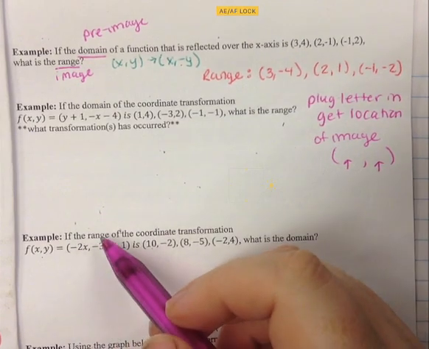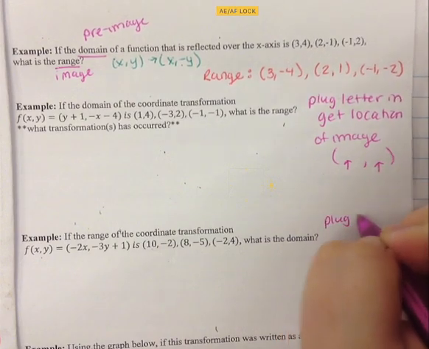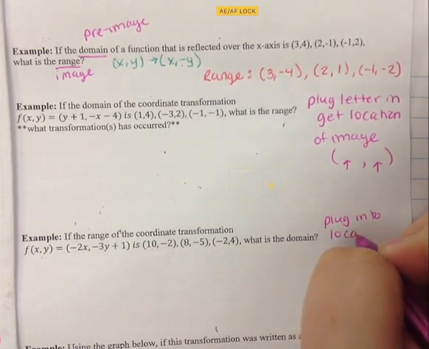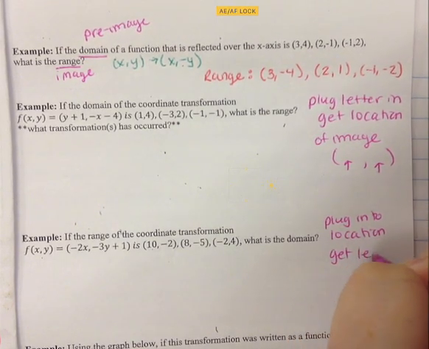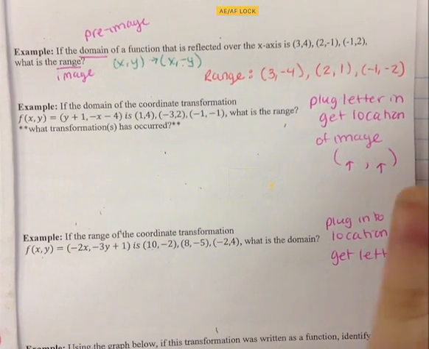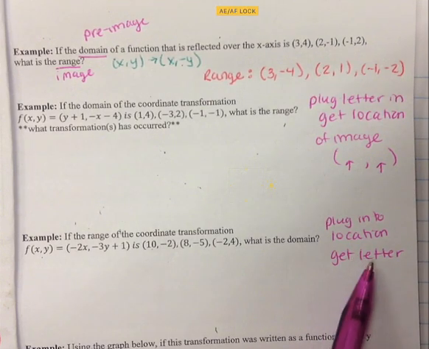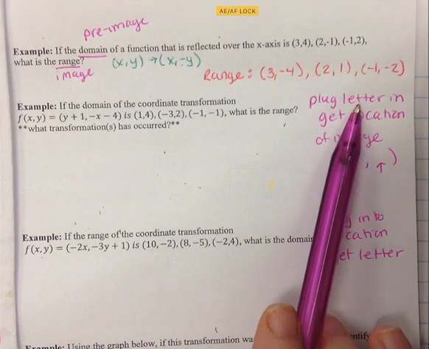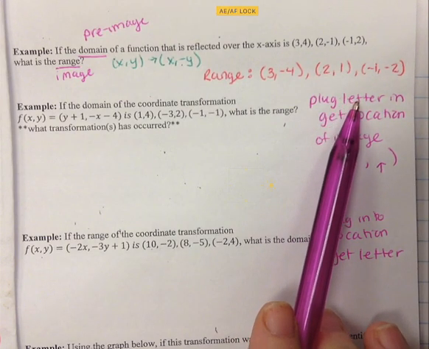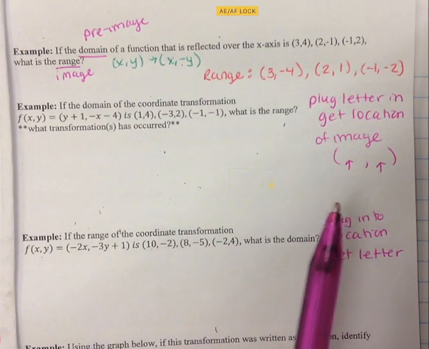If you're given the range, you actually plug it into the location, and you get the letter. You get the x or the y. Your x always comes first, your y always comes second. That's if you're getting the letter. But if you're given the domain, you plug your x in for your x, wherever it's located, and you get that location. So if you plug it into the front of the problem, you get the front of the answer. If you plug it into the back of the problem, you get the back of your answer.